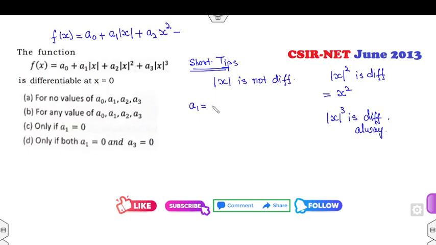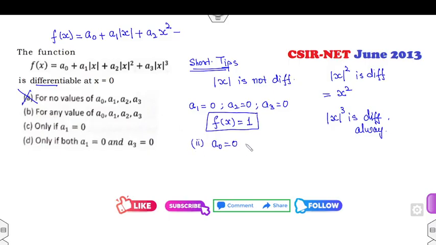If I choose a1 is 0, a2 is 0, a3 is 0, then what is my f of x? f of x is my a naught, which I can consider as a constant. Clearly, this is differentiable. So for no value is a naught cancelled. For any values of these ai's, if I choose a0 is 0, a1 is 1, and a2 and a3 are 0, then f of x is mod x, which is not differentiable. So this option is also cancelled.